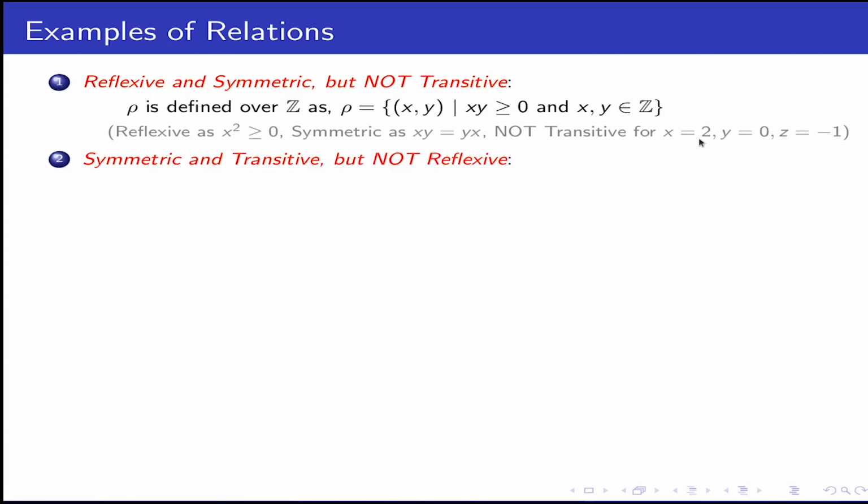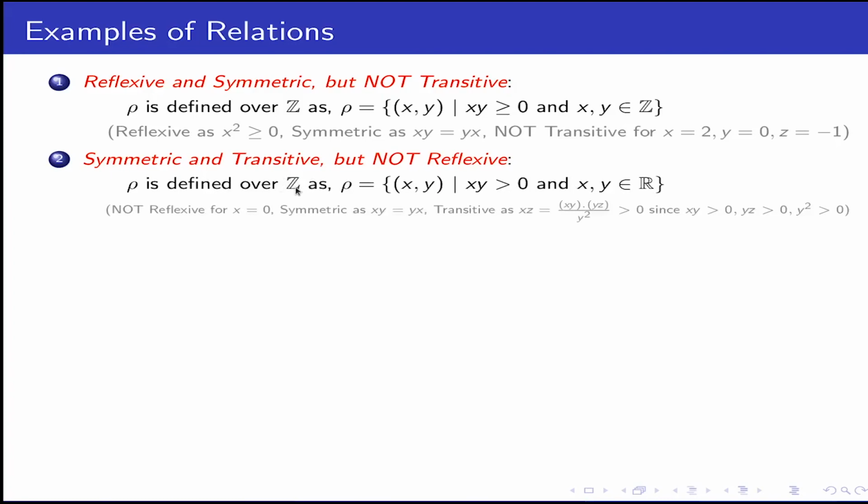Symmetric and transitive but not reflexive. This one. So let us define a relation as a pair (x, y) when xy is greater than 0, and x and y are from the real numbers, so this will be R. So how does it satisfy? Let us see this.